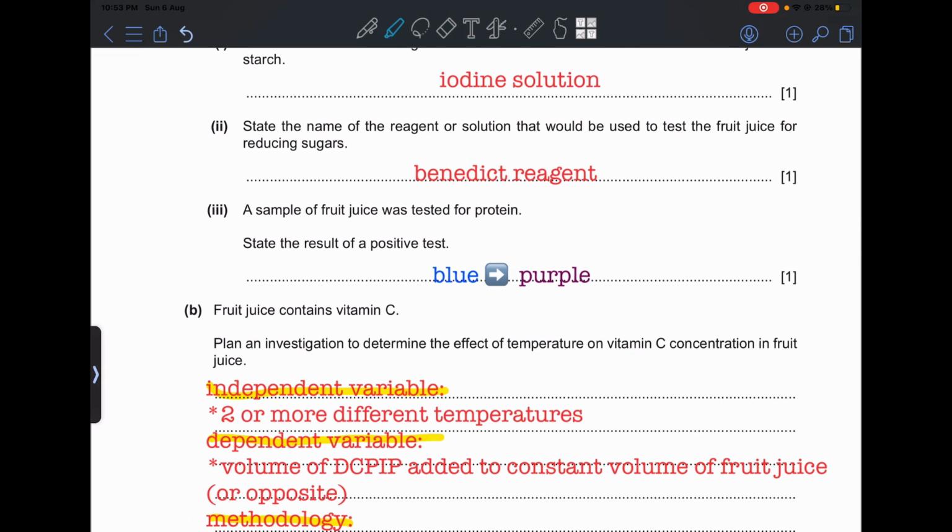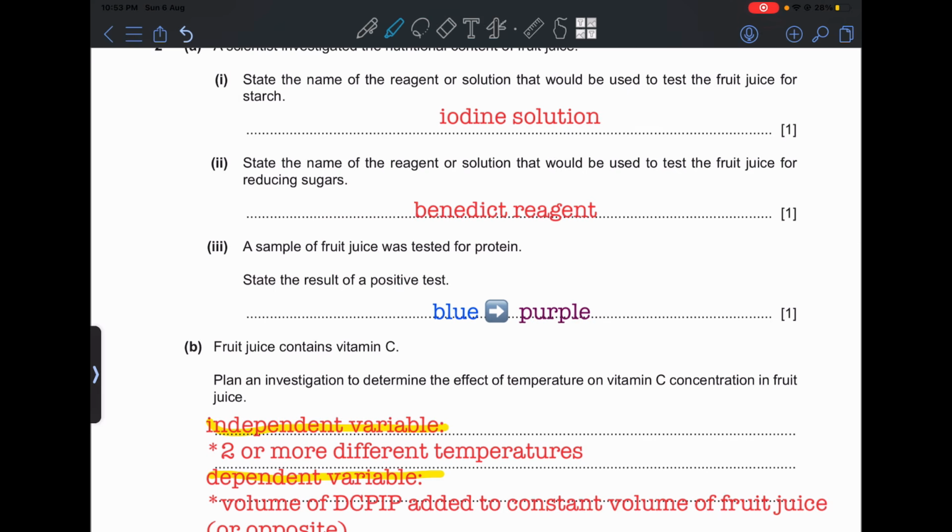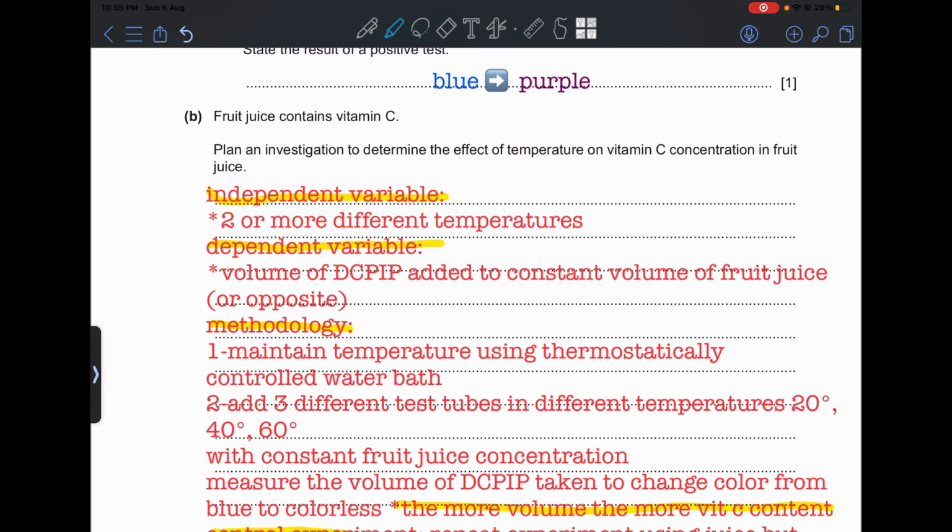Part three. A sample of fruit juice was tested for protein. State the result of the positive test. And of course, we use the Biuret solution. It will turn from blue to purple. B. Fruit juice contains vitamin C. Plan an investigation to determine the effect of temperature on vitamin C concentration in fruit juice.